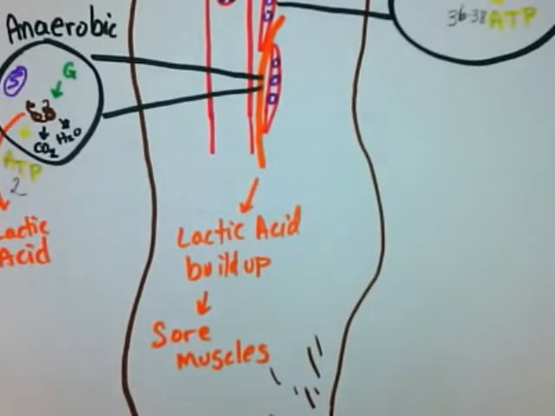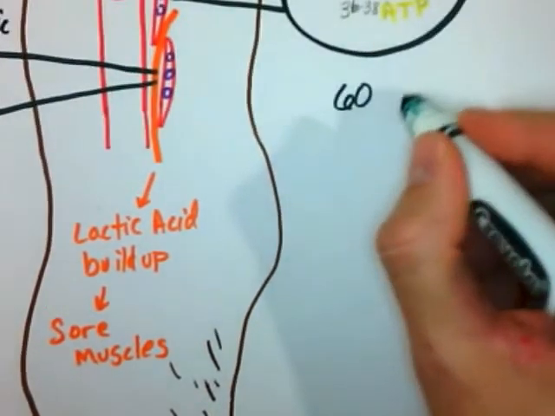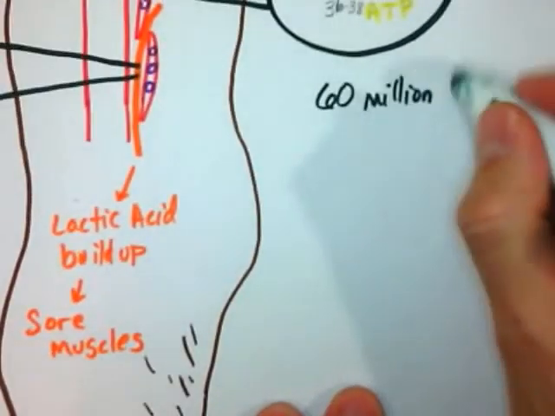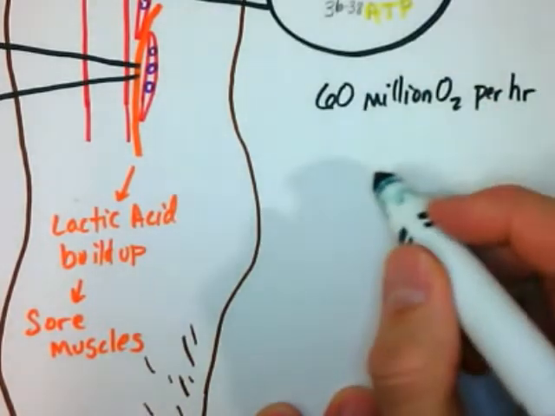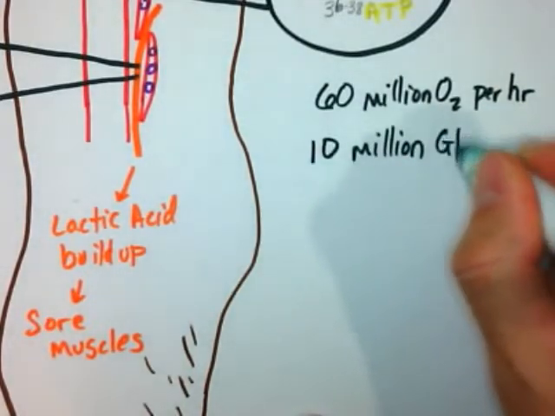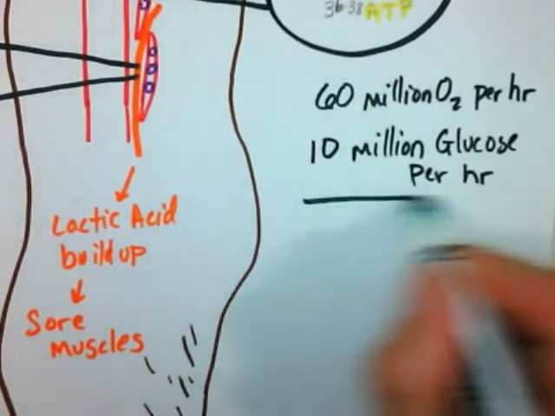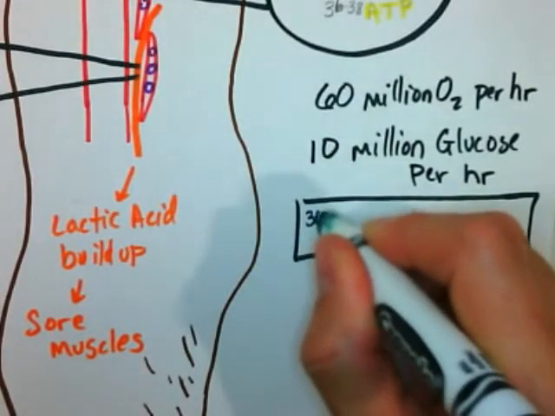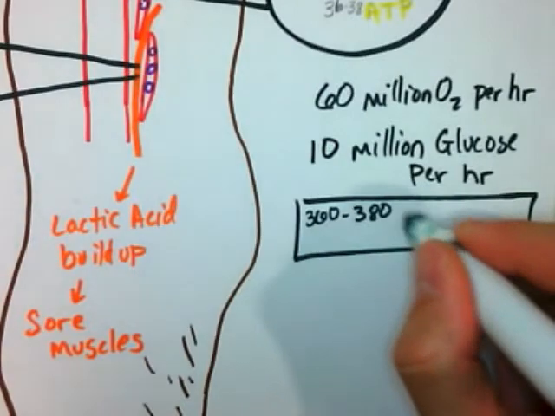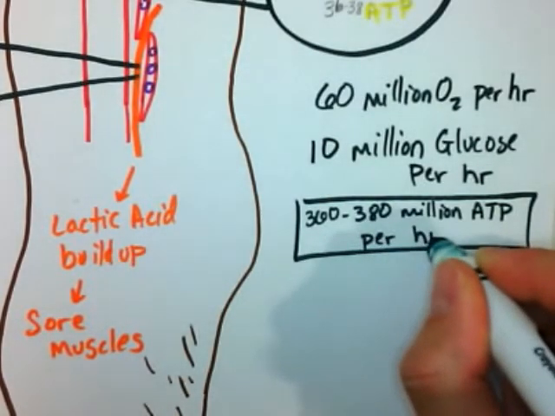Now we've got to do some math here. If I'm saying that with our equation you get about 60 million oxygen per hour, you also need about 10 million glucose molecules per hour, because you're trying to make a total of 360 to 380 million ATP molecules per hour.